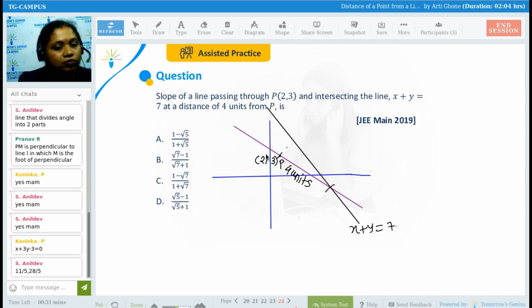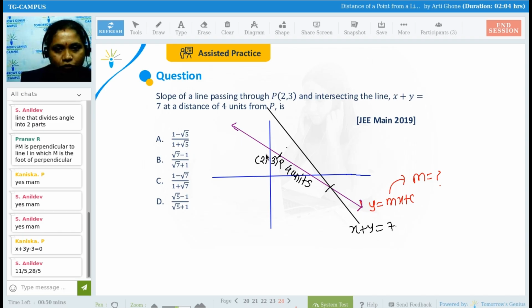Now what is asked? The slope of the line passing through the point. So if I consider this line equation as y is equal to mx plus c, this m is asked. Clear question? The question is cleared with the diagram.